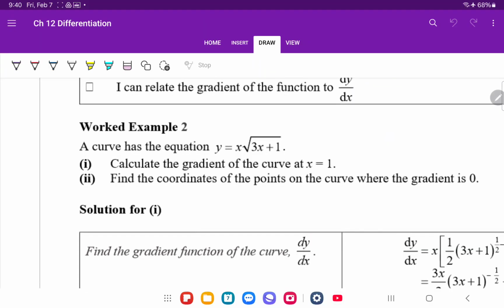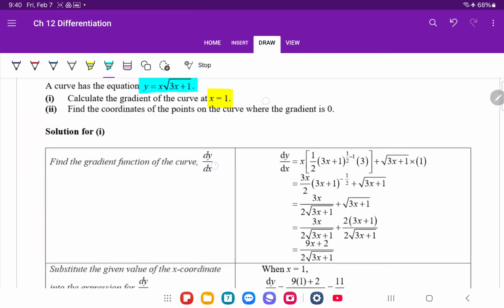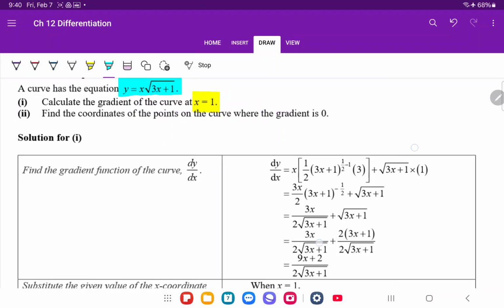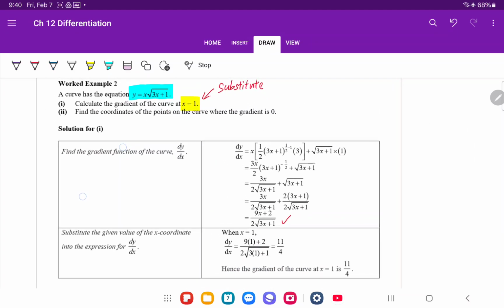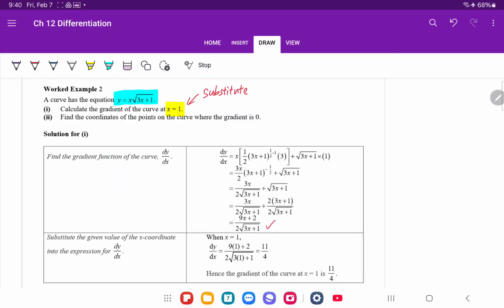We have an x value, which is x equals to 1. We have the equation. So now to find the gradient, step 1, find dy dx. Now this one involves product rule. So I have listed all the steps and the combined answer is over here. That is step 1. Step 2 means you must substitute this x equals to 1. So step 2, you will arrive at the answer. The gradient of the curve is 11/4. That's all. Okay, so that's for part 1.